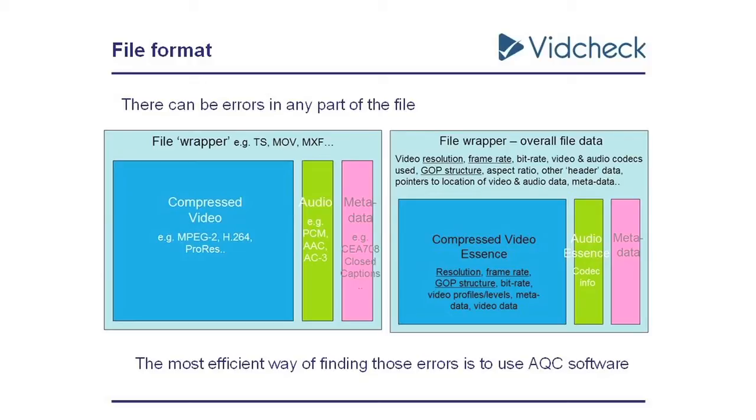The compressed video essence contains information such as the video resolution, bitrate, frame rate, and aspect ratio. It also contains the video codec information, which is the type of compression algorithm that's been used, such as MPEG-2 or ProRes. The compressed audio, such as PCM or AAC, also consists of the audio codec information. The important thing to remember is there can be errors in any part of the file. The most efficient way of finding these errors is to use AQC software.